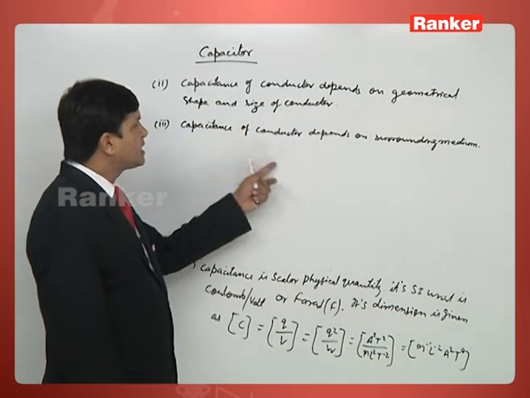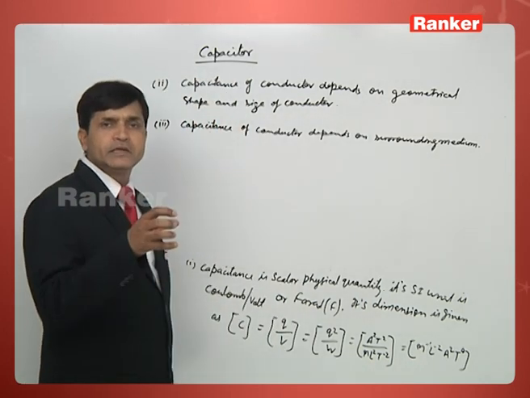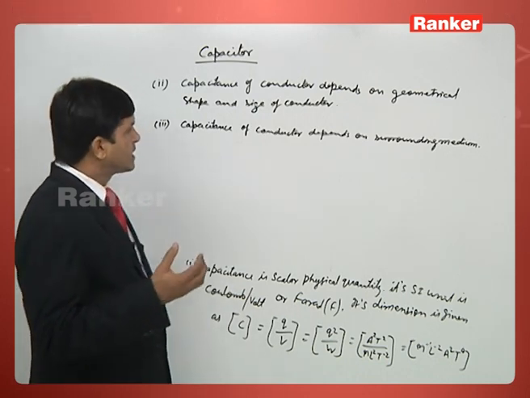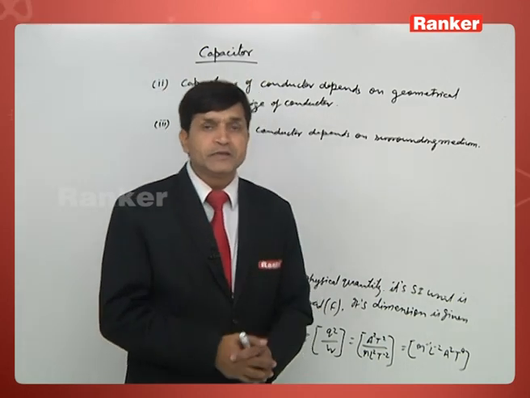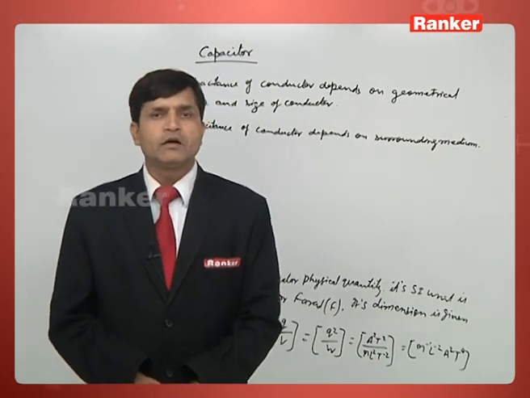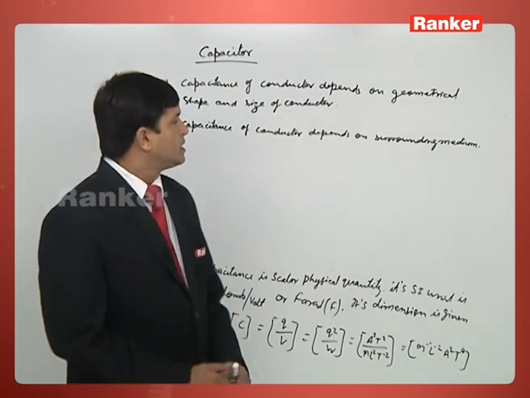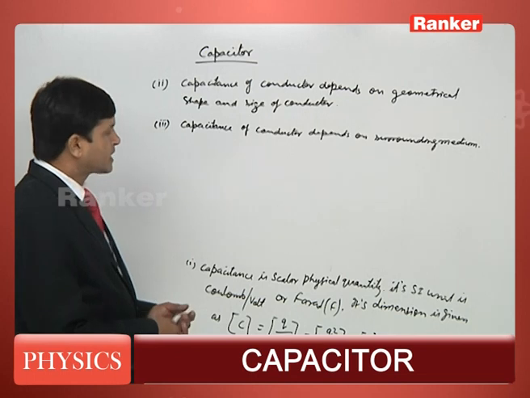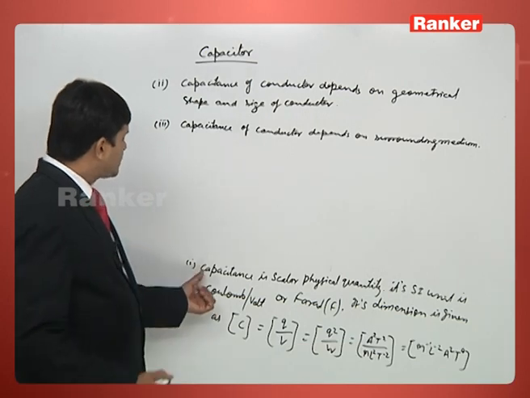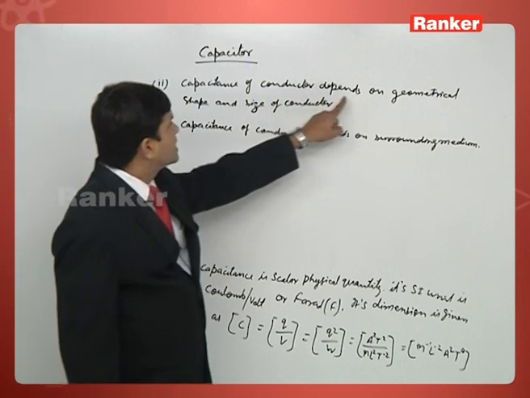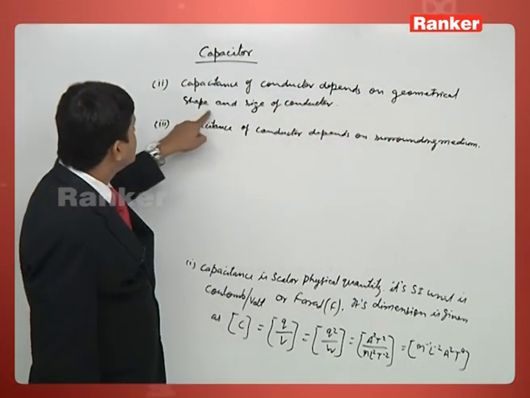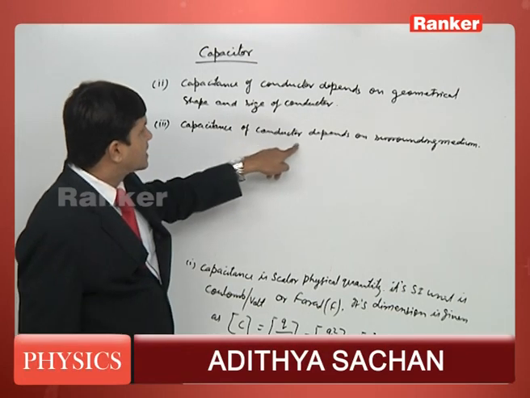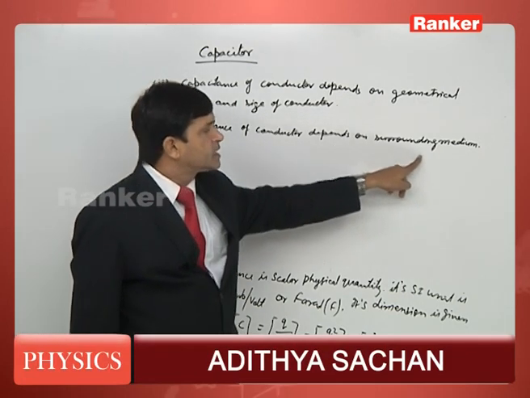It means if the surrounding medium is non-conductor, we can give much more charge on a conductor, because in the case of a non-conductor, a much larger electric field is needed to ionize the molecules of the non-conductor. So these are the major factors on which the capacitance of a conductor depends. The first: the capacitance of a conductor depends on the geometrical shape and size of the conductor. Second: capacitance of a conductor also depends on the surrounding medium.